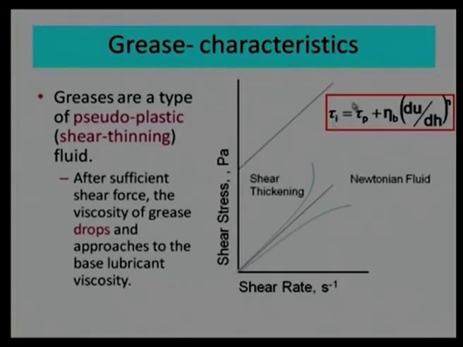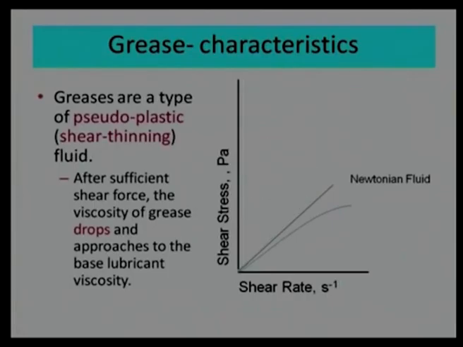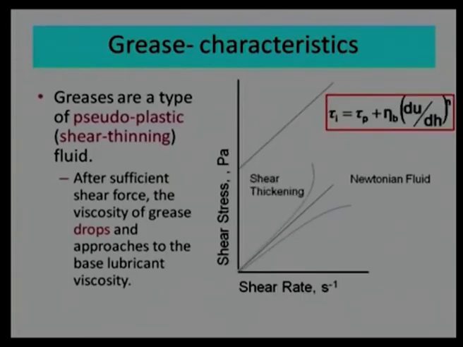That is why we say that for grease we can find the interface shear strength tau I as tau p, the initial shear stress required to flow the lubricant, to flow the grease. This is the viscosity over here, and this is the velocity gradient. This is another constant, n: n less than 1 is shear thinning, and n greater than 1 is shear thickening.